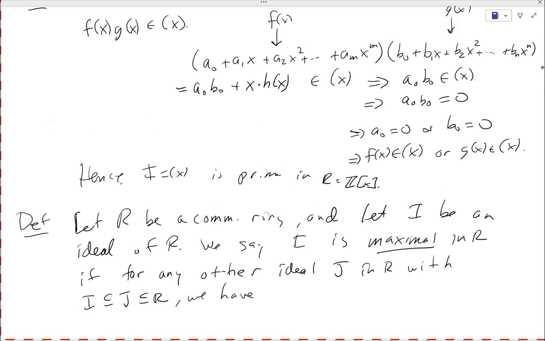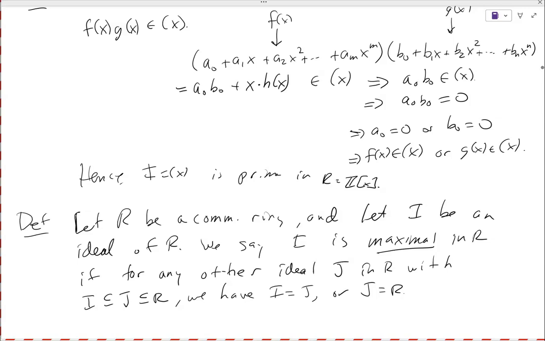We have either I equals J or J equals R. That's what I was trying to say. There is no ideal that properly contains I and is properly contained in R. That's what it needs to be maximal. If I try to expand the ideal just by a little bit, it becomes the whole ring. That's what maximal means.